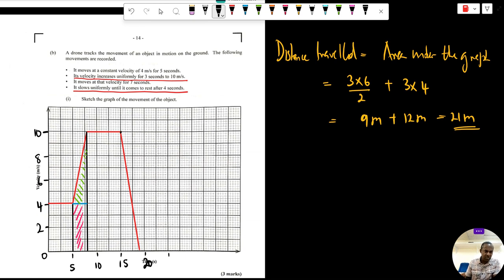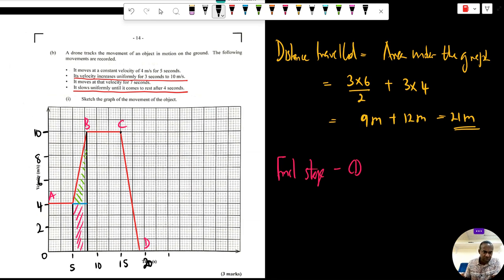Let me put some letters on the graph. So let's call this A, B, C, D. So this final stage that we're talking about is CD. And they want us to find the acceleration of that final stage. Now, how do we find acceleration from a velocity time graph? We find the gradient of the graph, or the gradient of a particular section of the graph.